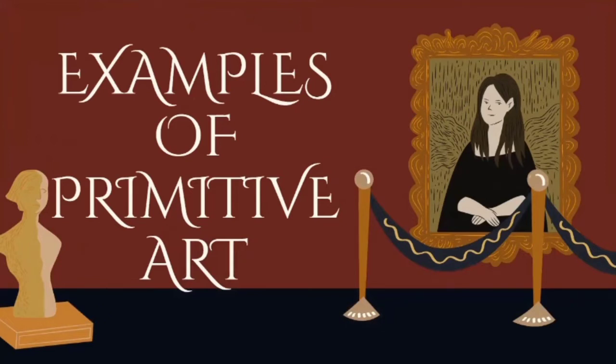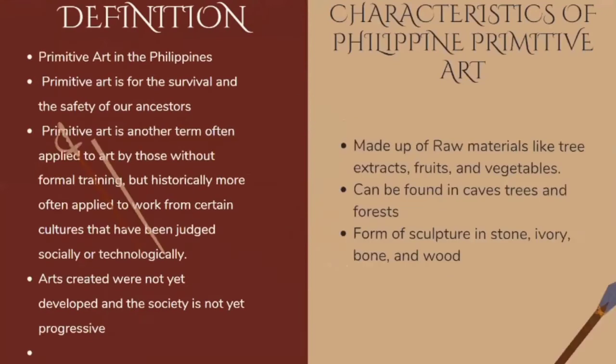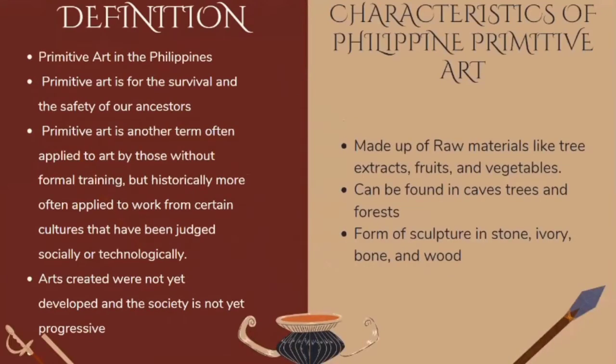Wait lang, pakibalik po sa characteristics. Characteristics of Philippine primitive art. It is made up of raw materials like tree extracts, fruits, and vegetables. Second, it can be found in caves, trees, and forests. Number three, it is a form of sculpture in stone, ivory, bone, and wood. Ang karaniwang pinangukit po noon ay galing sa nature like mga bato and kahoy. Moving on to the next slide.